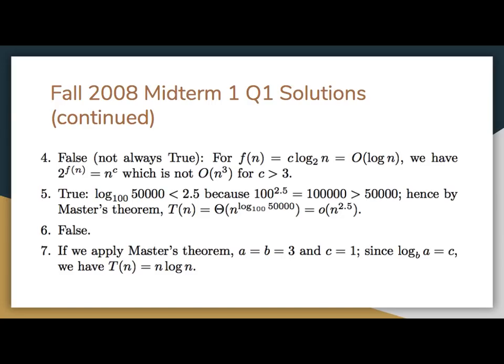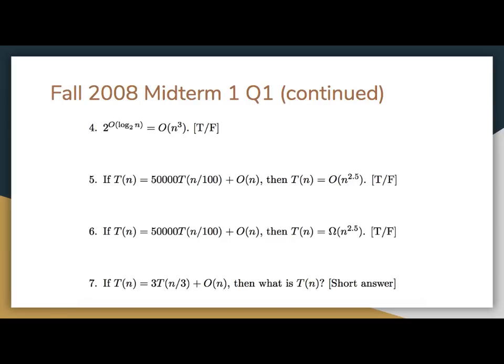Question? So if 6 had omega in the recurrence relation, then it would be true, right? If it said 13,000 T of n over 100 plus omega of n, then the statement would be true? I think usually you don't apply master theorem with omega on the other side. It would usually be O. I think her question was if it was for 6, instead of O of n, if it said omega of n, then would the answer be true? Yeah, so for 6 it's false because you can't guarantee that it's omega of n to the 2.5.